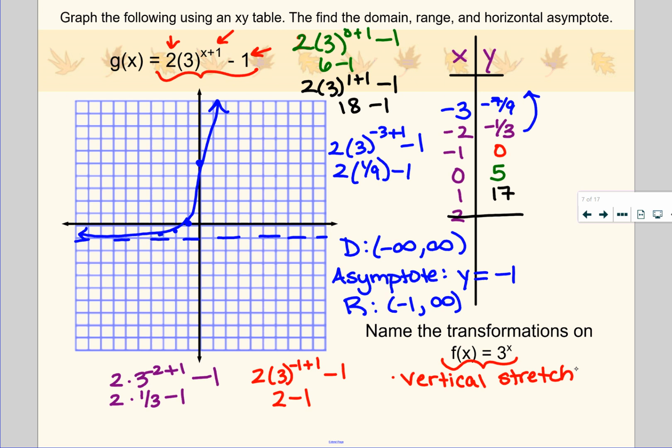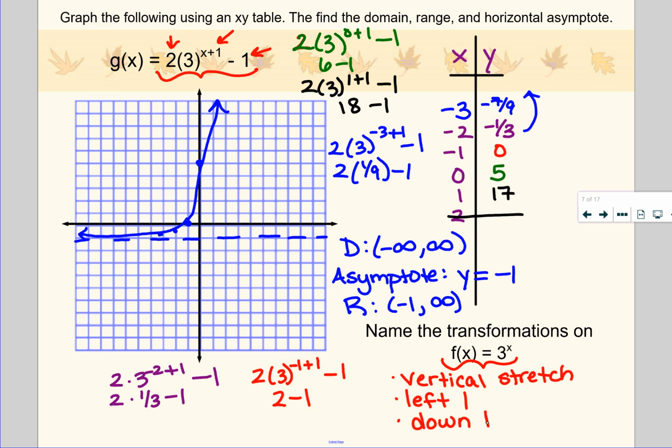When you have exponential functions, anything that's in the exponent is considered inside the function. So that +1 up there, that's like our C value. That moves our graph left 1 unit. And then the -1 at the end, that's that D value, it moves it down 1.